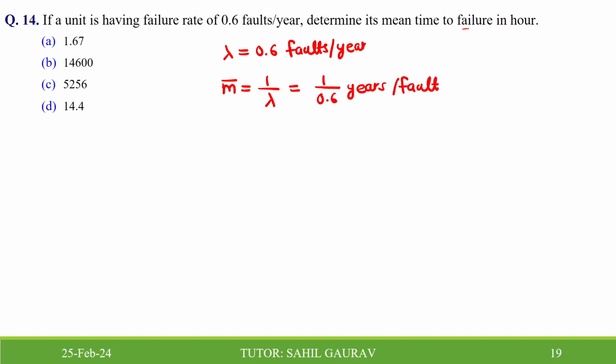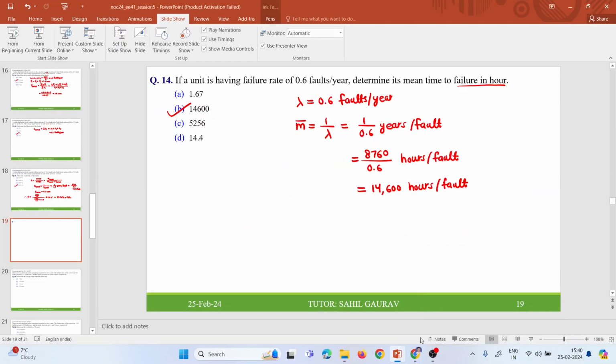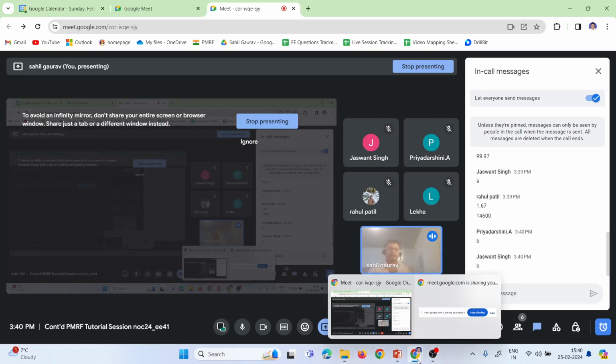Now we have to find this value in hours. So you have to multiply by 8760, divided by 0.6 hours per fault. So you will get 14,600 hours per fault. Therefore, B is the correct answer. Yes, Jaswant, Rahul, Priyadarshini, all of you are doing good.